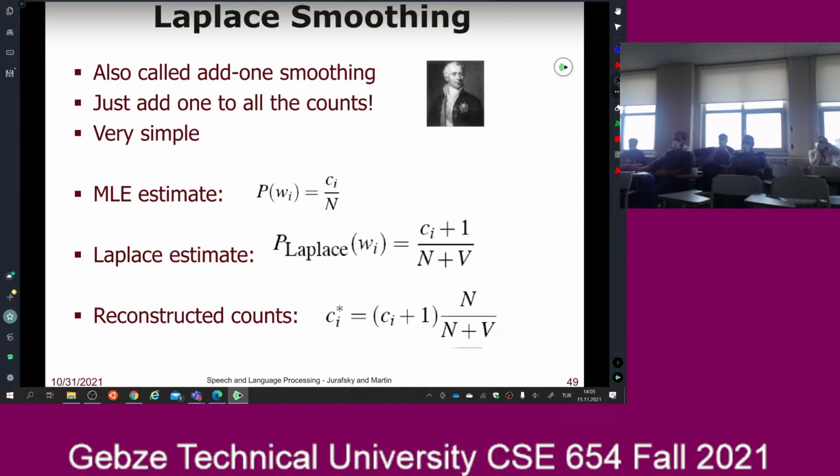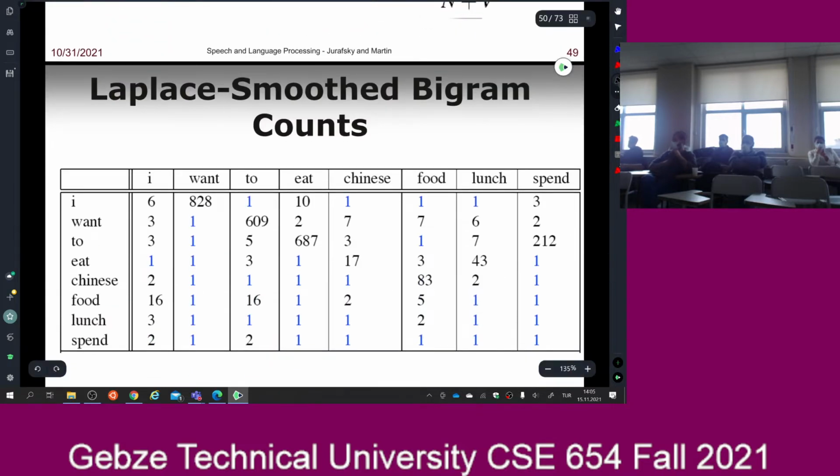So the c_i become smaller, or a little bit smaller, right? Well, actually, how much smaller depends on the comparison between this n and v. If n is too large and v is small, then a little bit smaller. If n and v are comparable, then a lot smaller. Okay, so these are the reconstructed counts. Sounds like a good idea. So this is a classical example.